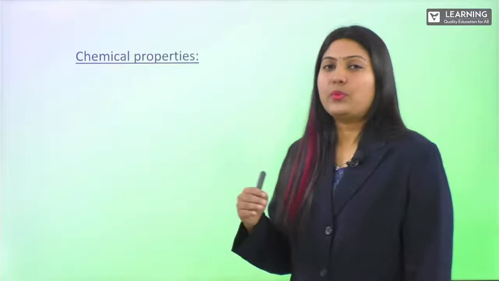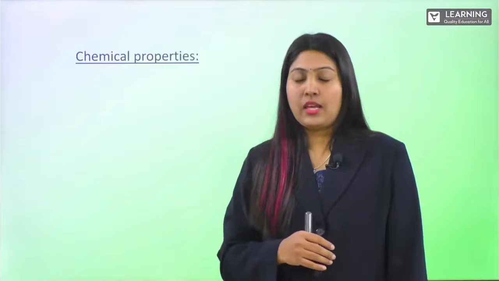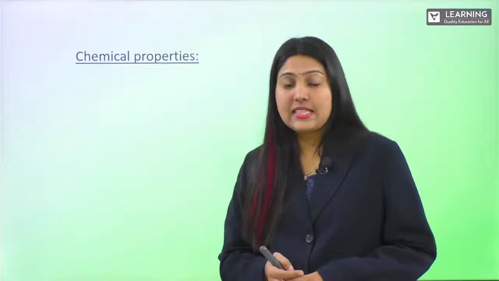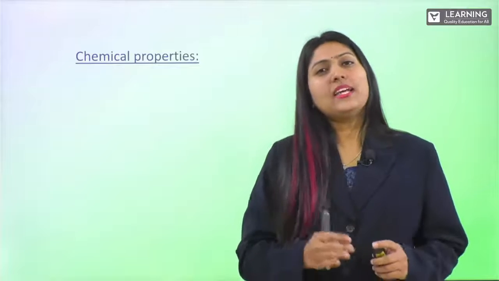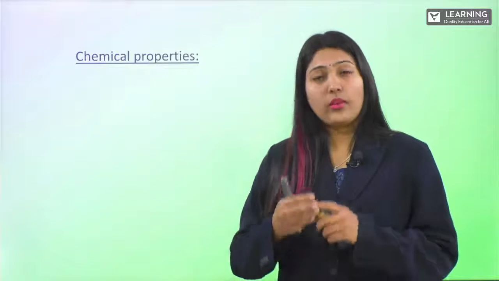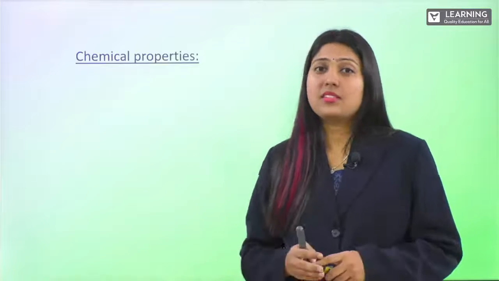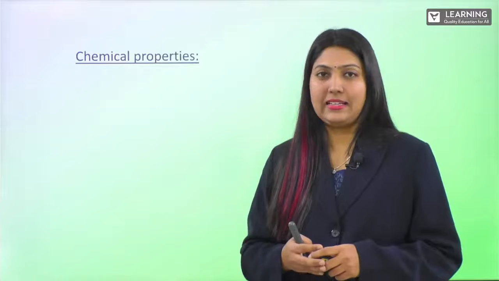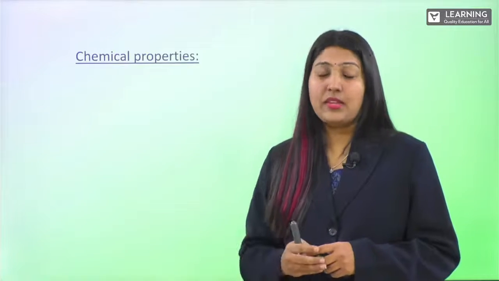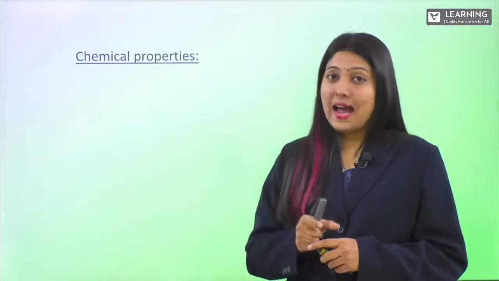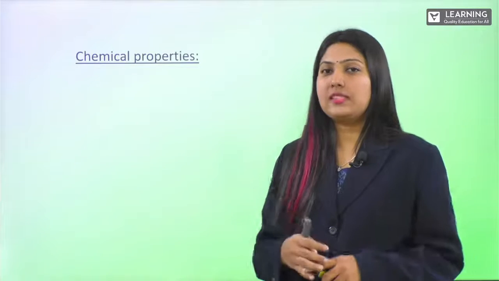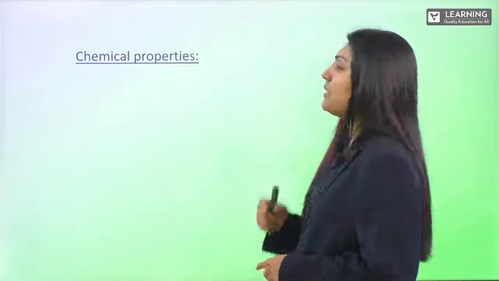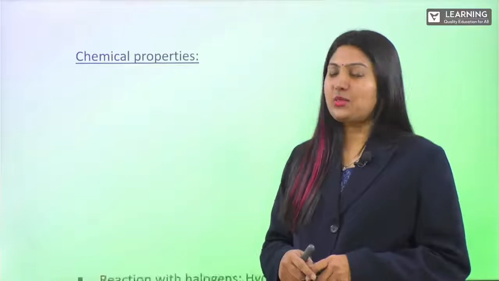What are the chemical properties, students? Chemical properties means how hydrogen will be reacting with other elements. We know elements are categorized into metals and non-metals mainly, and we also have metalloids. So, how does hydrogen react with metals as well as non-metals? That gives you the chemical properties of hydrogen.